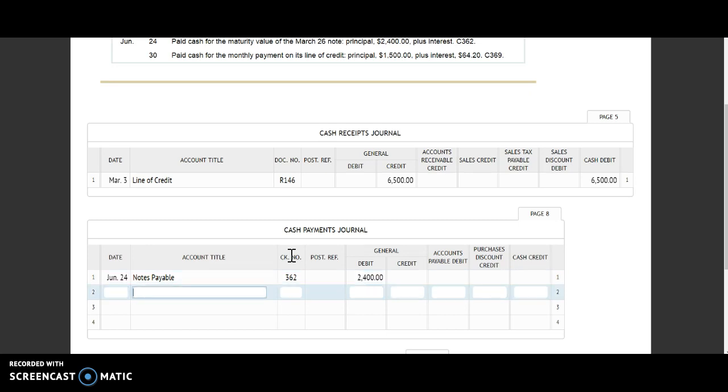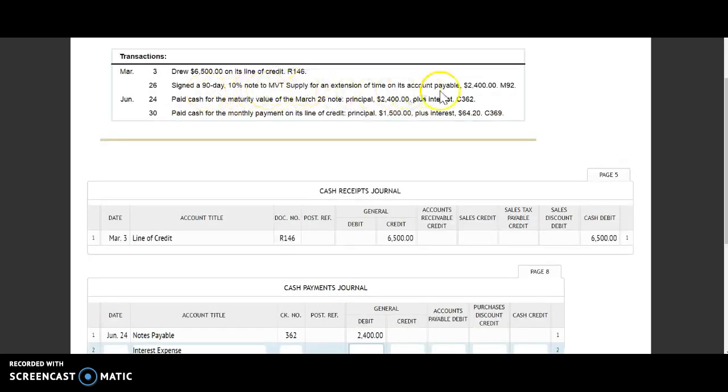Now I also have to include my interest. So that would be considered my interest expense. Now here they don't tell us what our interest expense is, so that's something that we're going to have to figure out. We need to look at the above transaction to remember what we have for our note. We're going to take our principal amount, $2,400, times the interest, which was 10%, and times the amount.